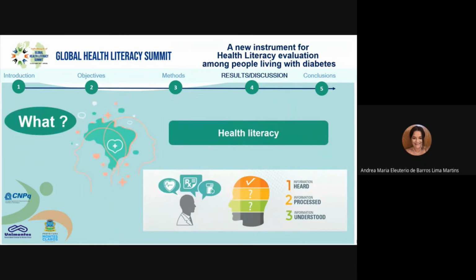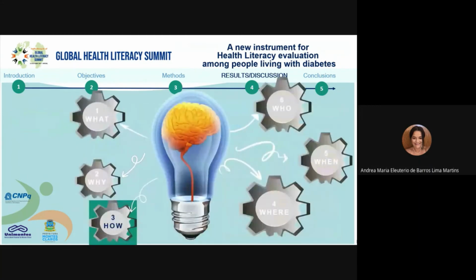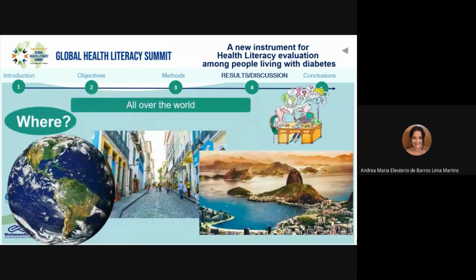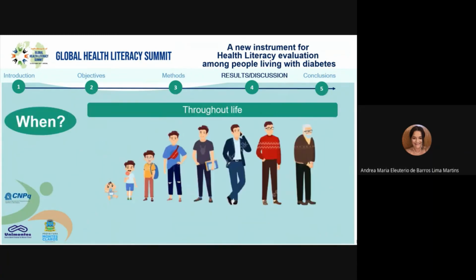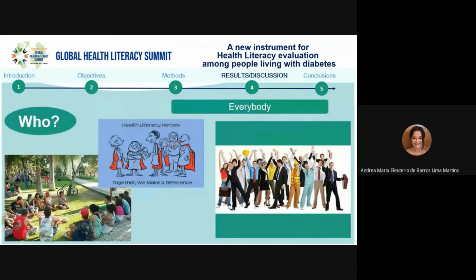What? Health literacy. Why? Studies have shown that low HL is a barrier to equity and well-being. How? Improving communication. Where? All over the world. When? Throughout life. Who? Everybody.